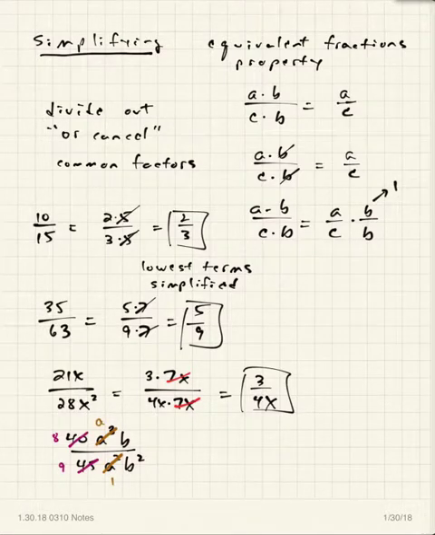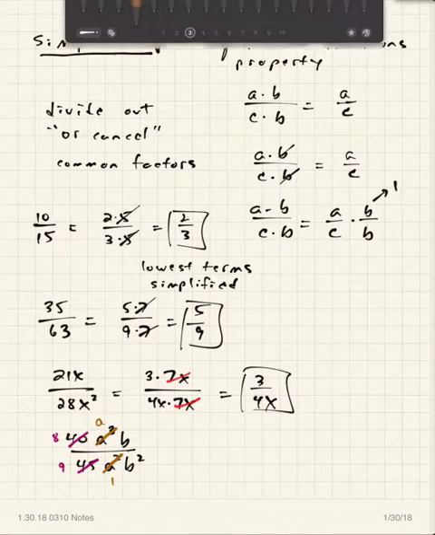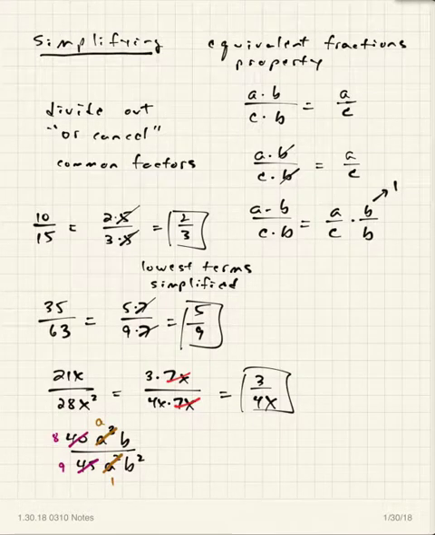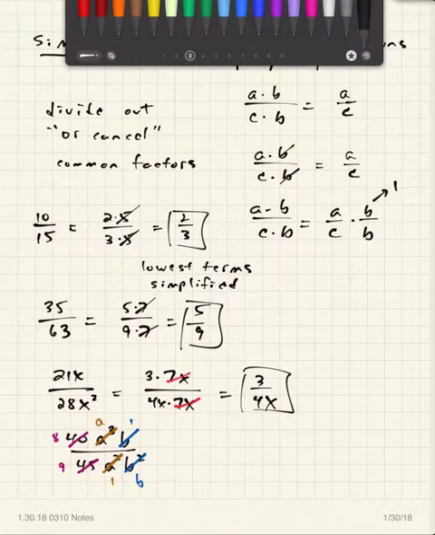And then finally the b's, divide those out. I can divide a b out right there, and it leaves me with a 1 in the numerator and a b in the denominator. And so the simplified fraction is 8a over 9b.